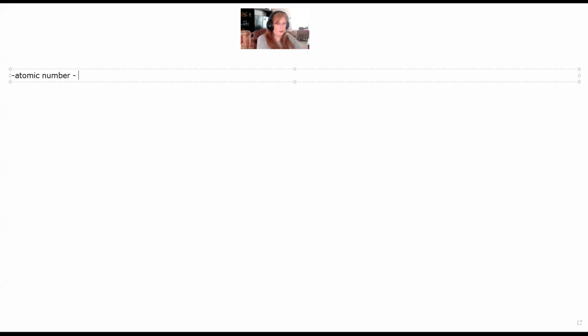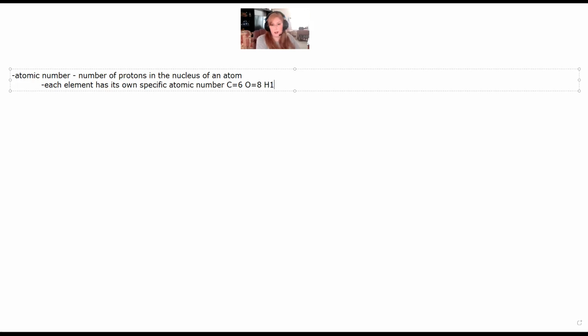Again, we've got the atomic number, and this is the protons in the nucleus of an atom. Each element has its own specific atomic number. Again, carbon is 6, oxygen is 8, hydrogen is 1. Okay. Each has its own specific atomic number. All right.